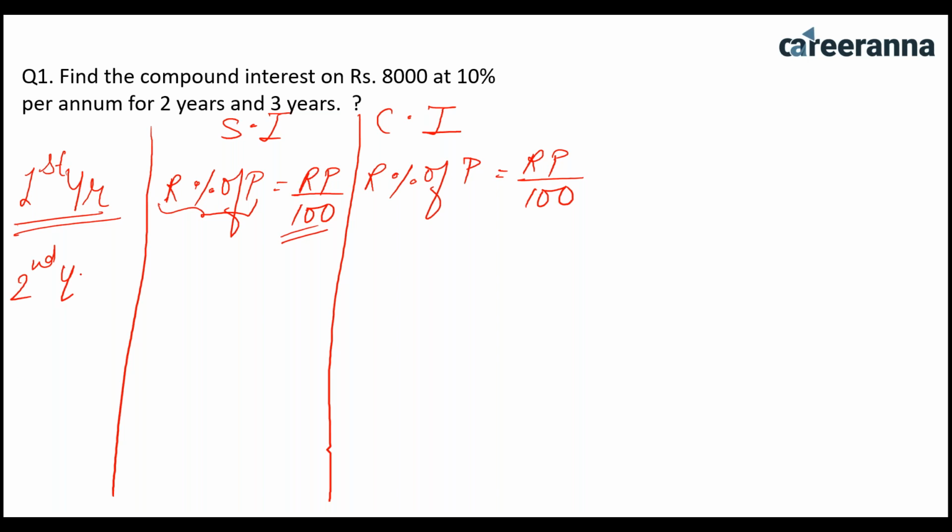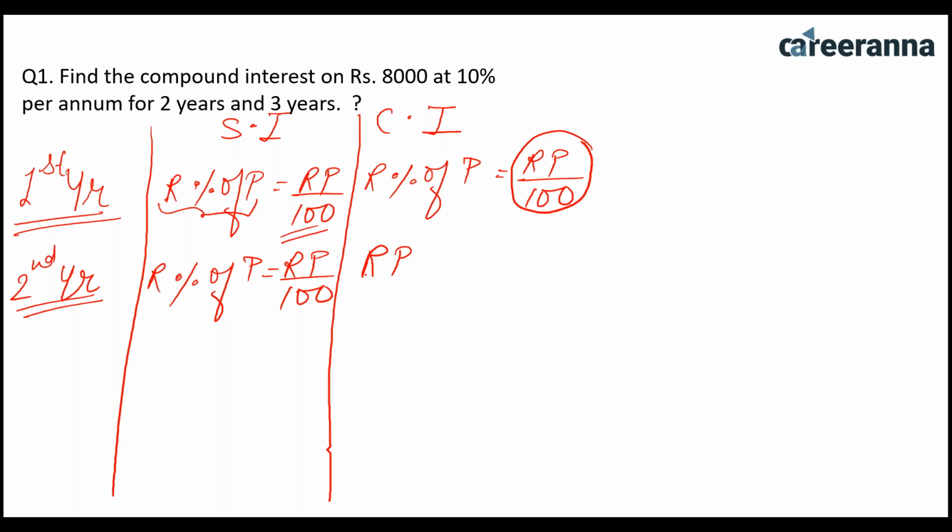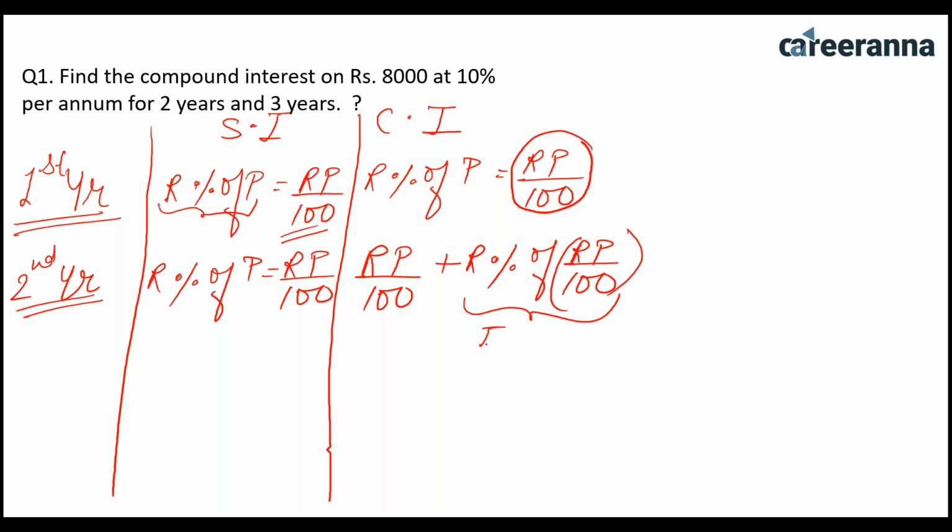Now for the second year, SI will again be R% of P, that is RP upon 100. Now just look at this. My initial amount is this, my value is going to be this RP upon 100. Now I need to calculate R percent of RP upon 100. Now this is interest on interest. What I was telling you previously, interest on interest means this.